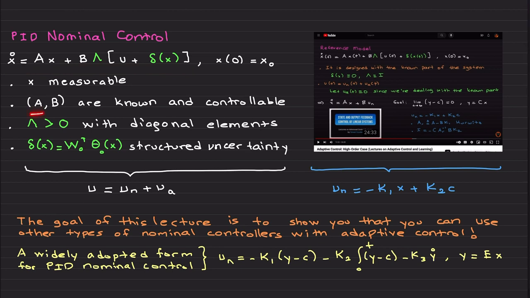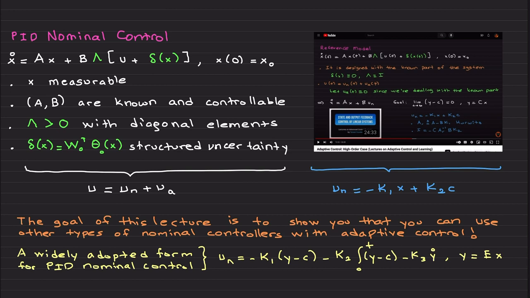All right. We look at this system similar to previous videos. X is measurable, A, B are known and controllable. Control effectiveness uncertainty, lambda is positive definite with diagonal elements. And we are going to look at, in this video, structured uncertainty. I will give a comment similar to my comment in the previous video. Guys, we are just changing the nominal control. So all the principles and steps you are going to learn in this video, you can apply to neuroadaptive control and all other videos, okay? All the fundamentals will remain the same.